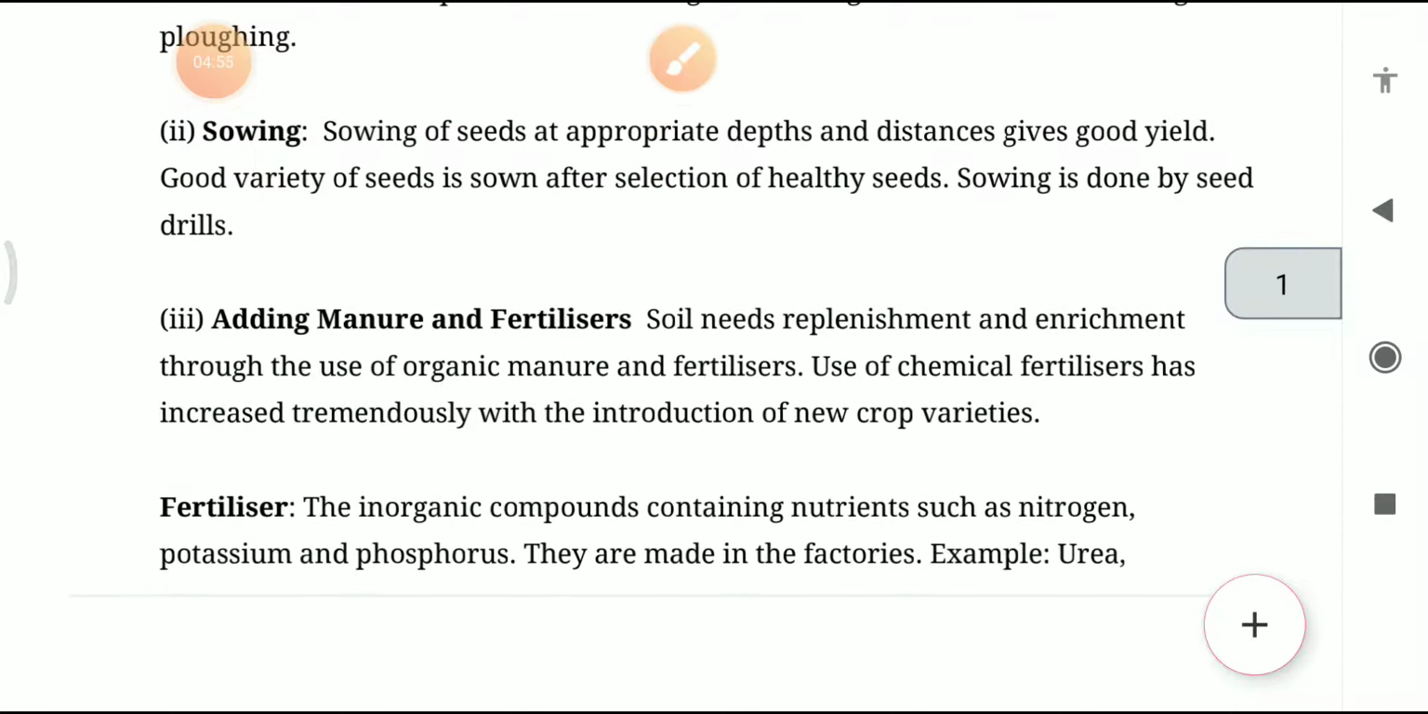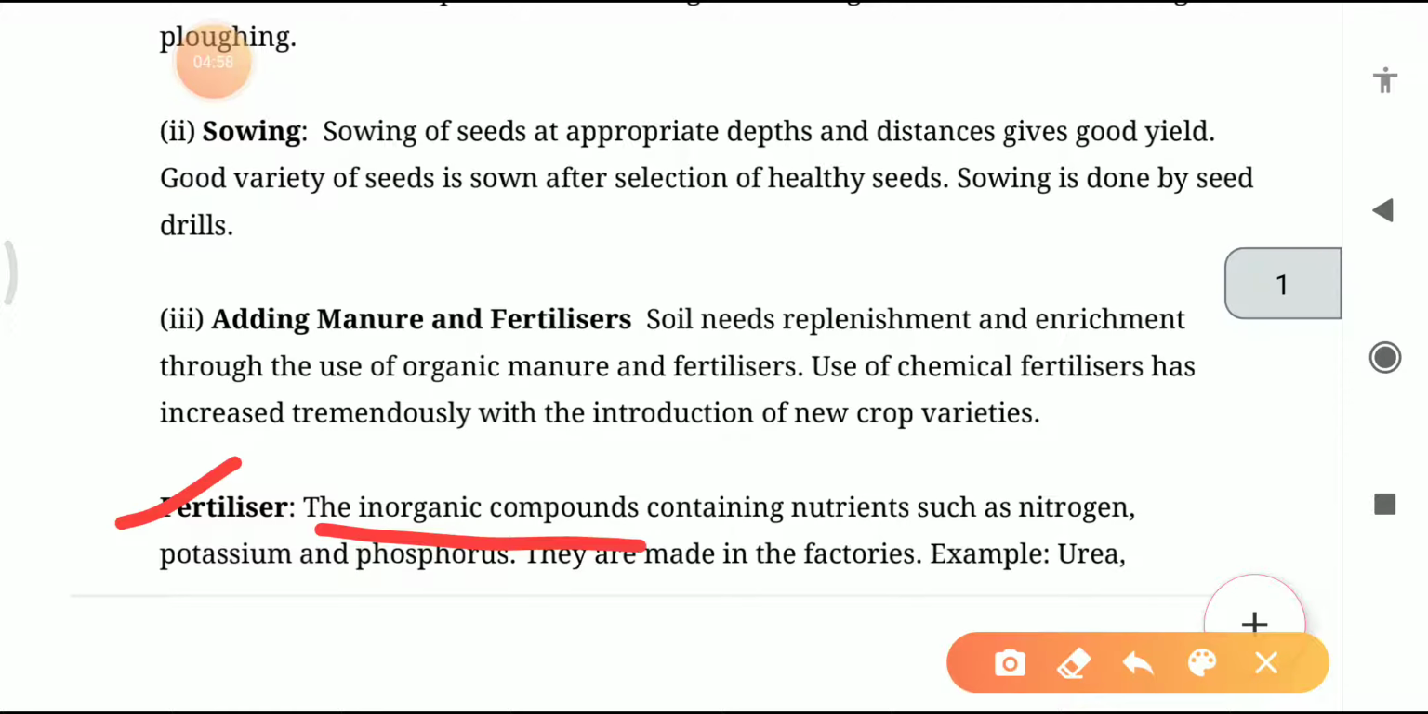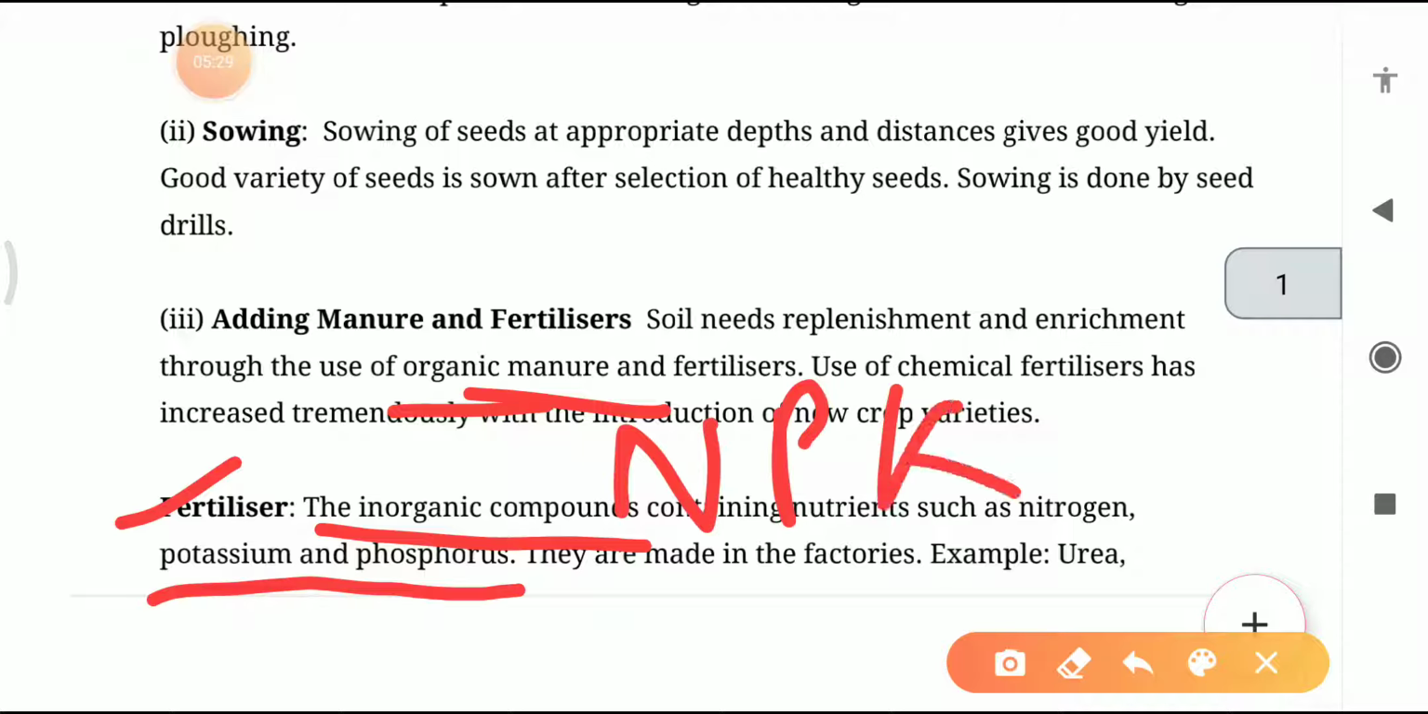Another point here: fertilizers are inorganic compounds, and manure is organic compounds. Why? Because organic compounds means carbon is present, it's natural, but inorganic compounds are those in which carbon is not present. Inorganic compounds contain nutrients such as nitrogen, potassium, and phosphorus, that is NPK: nitrogen, phosphorus, and potassium. And fertilizers are made in factories.